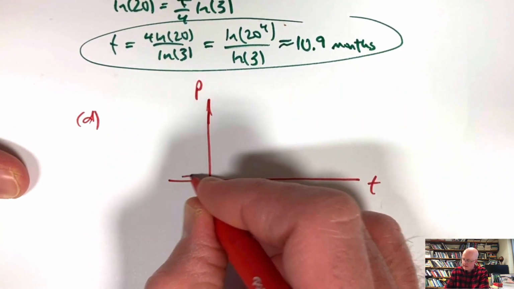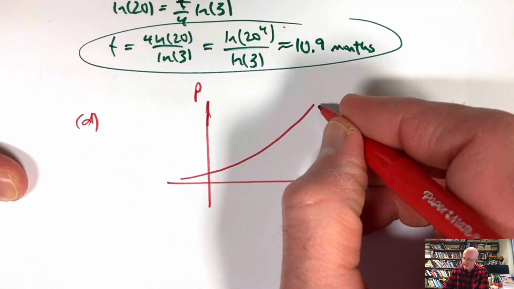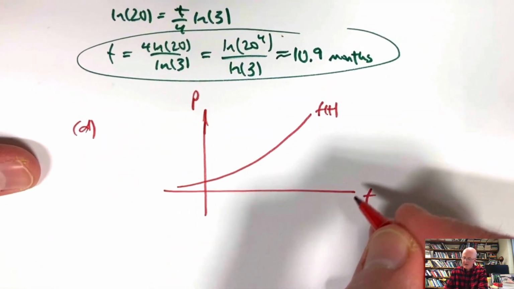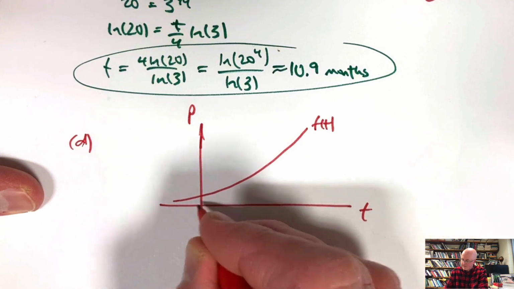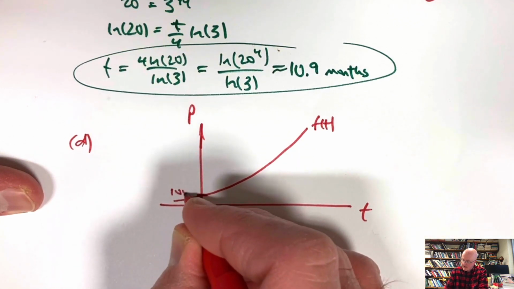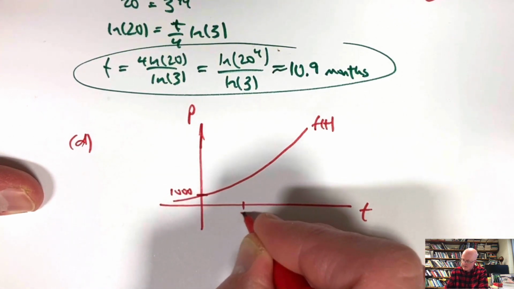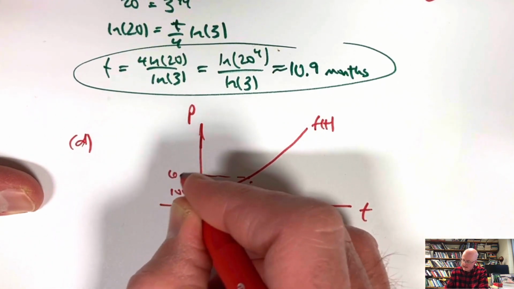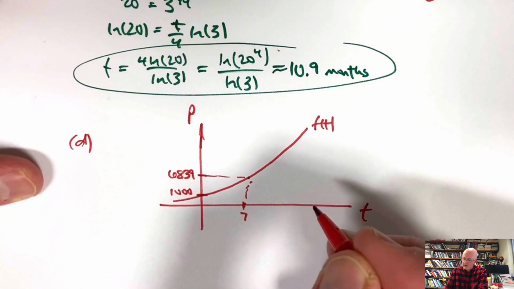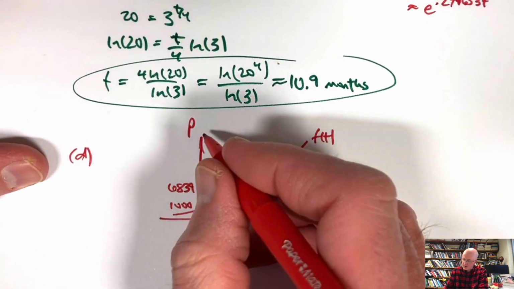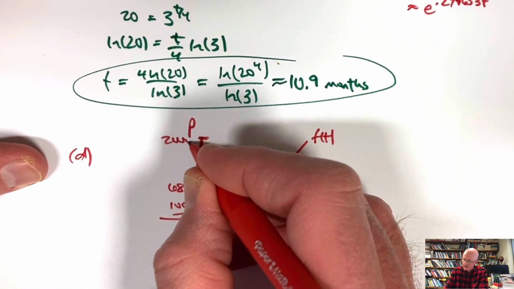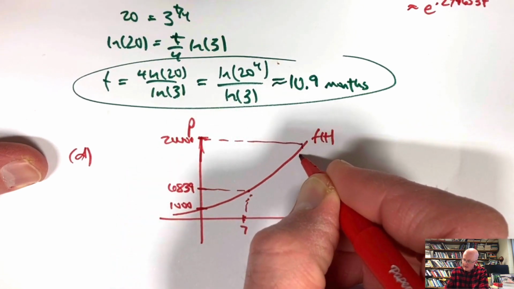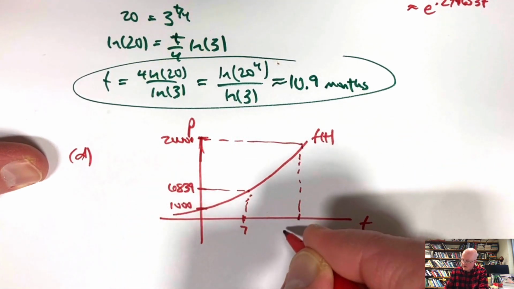It's a graph that looks like this for my f of t function. I figured out that f of 7, so this is the initial population of 1,000 at t equals 0. F of 7 we found was about 6839. We were wondering how long does it take to reach 20,000? Let's say that's up here. And we found that to be at about t equals 10.9 months.